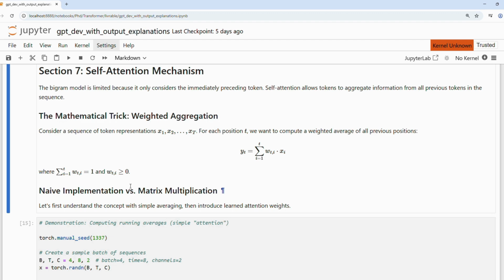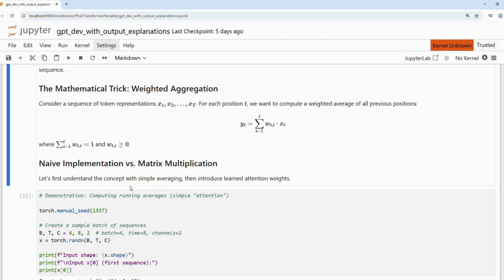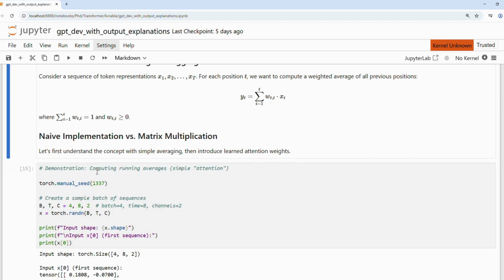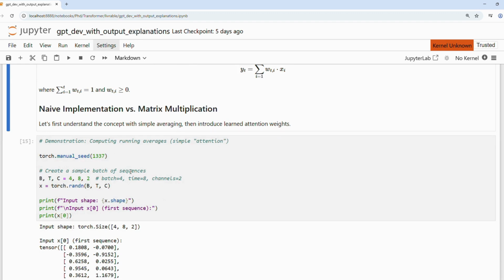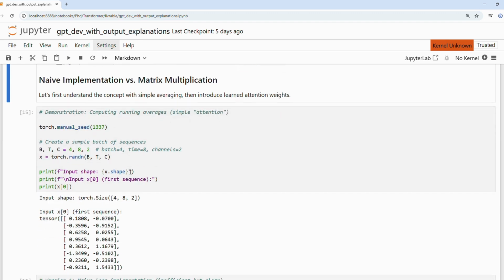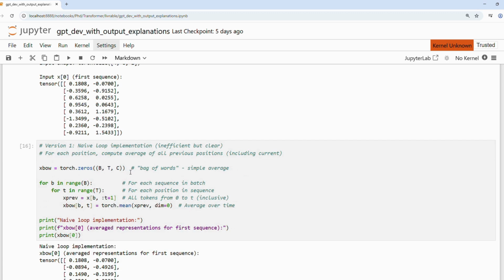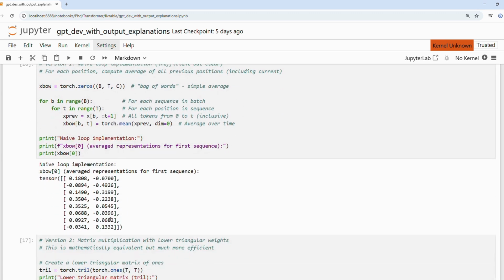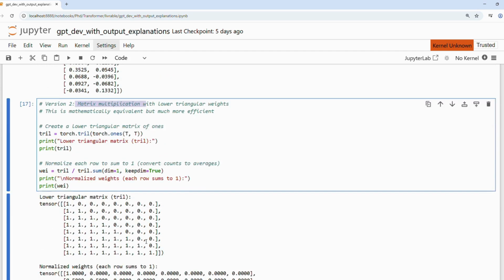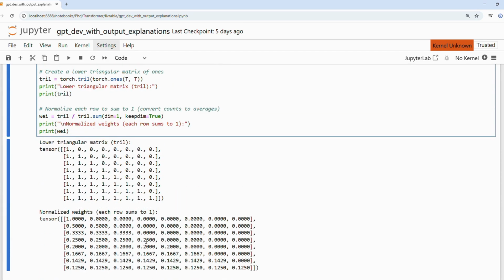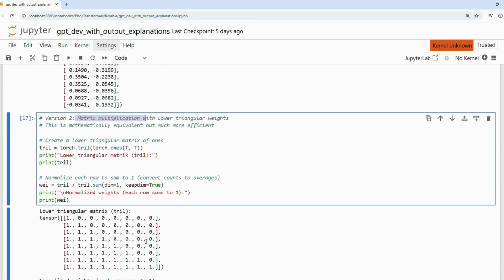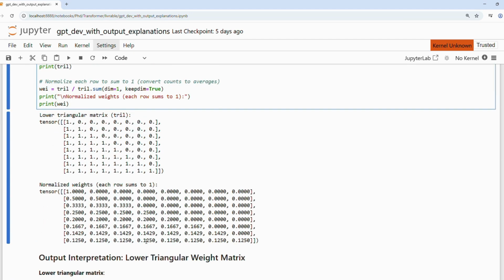We developed this idea in 3 versions. Version 1 is a naive loop. For each position, we explicitly average all previous token representations. It works, but it's painfully slow. Version 2 replaces this loop with a matrix multiplication using a lower triangular matrix. A lower triangular matrix of 1s, when row normalized to sum to 1, gives us the exact same running average, but computed in a single parallelizable operation. When we compare the outputs, they match to numerical precision. Same result, massively more efficient.